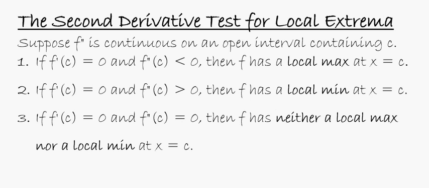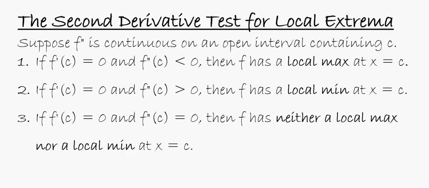Yes, I know, last time we looked at the first derivative test for local extrema and it involved the first derivative. This is the second derivative test for local extrema and it uses the second derivative. So, suppose f double prime is continuous on some open interval.